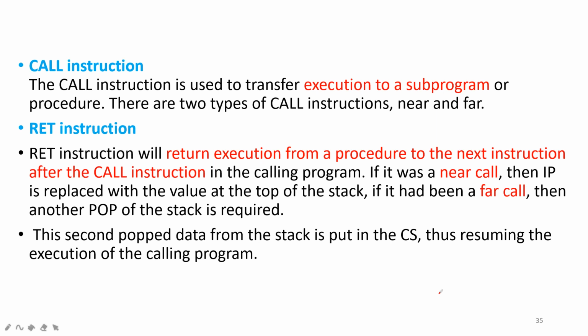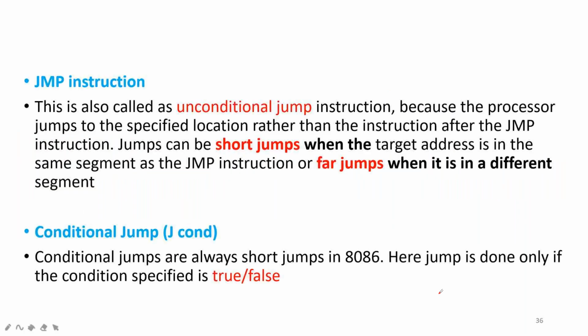Call instruction is used to transfer execution to a subprogram or procedure. Okay, I'm calling a function. So this is the instruction which I use to make an external function call, right? Once you call the function, you should return to the program. This is the instruction which lets your processor return to the main program from the called function, right?